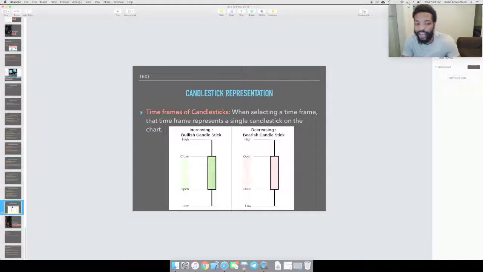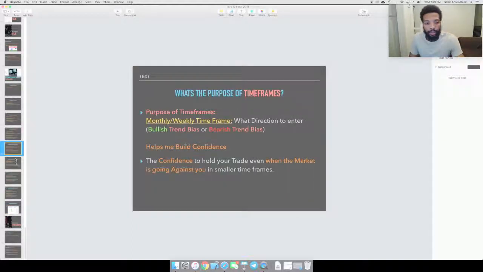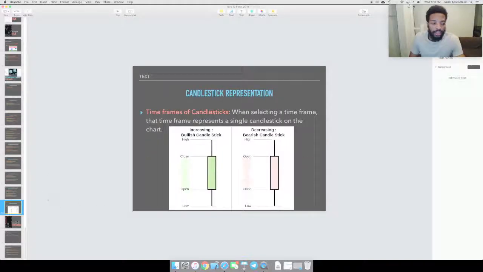When selecting a time frame, that time frame represents a single candlestick on the chart. So how I said I was going to the monthly time frame, if I went to the monthly time frame, each candlestick will represent 1 month. That means within 1 month, it opened right here, and then it went up a few hundred pips, and it closed up here. It went this high, but it came down and closed right here.